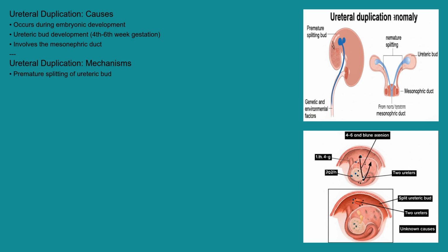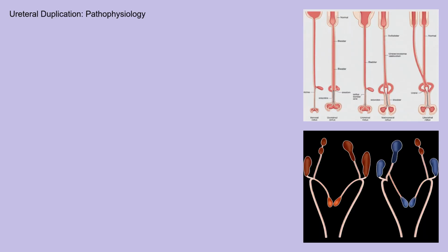While most cases appear sporadically, meaning they are not inherited, there are instances where ureteral duplication seems to run in families, suggesting a possible genetic predisposition. Environmental factors during pregnancy may also contribute to the development of this anomaly, but more research is needed to confirm this. Understanding the pathophysiology of ureteral duplication is crucial.